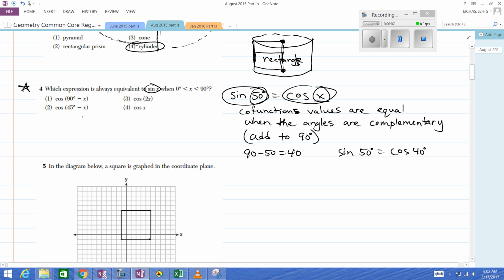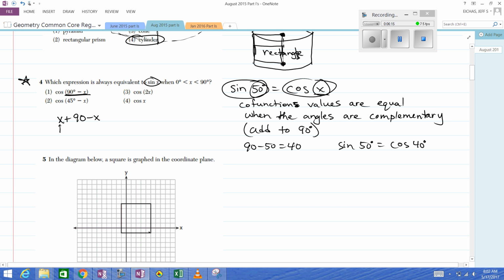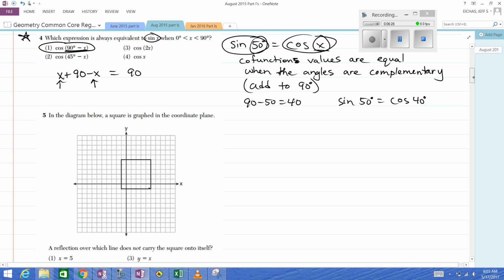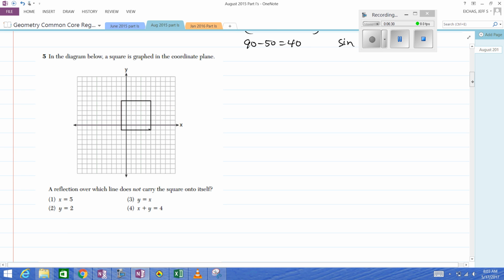So what you have to realize is this one right here. If you add x and 90 minus x, the plus x and the minus x knock out, and that is actually 90. So believe it or not, this is the answer we're looking for. A little tricky, but definitely one that you should expect, and a good problem to prepare for.